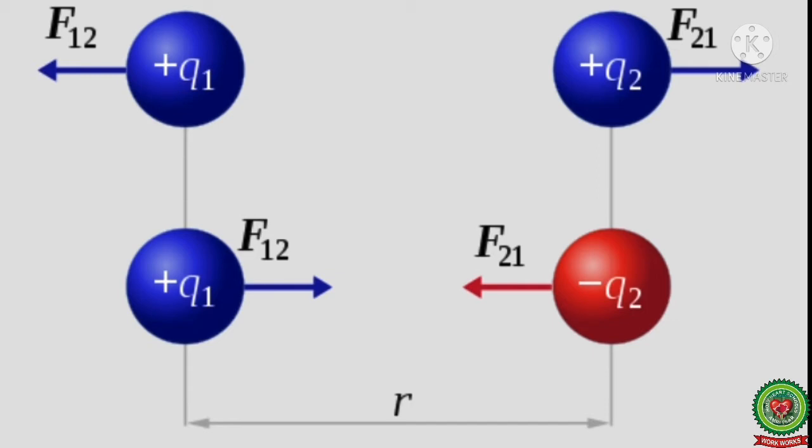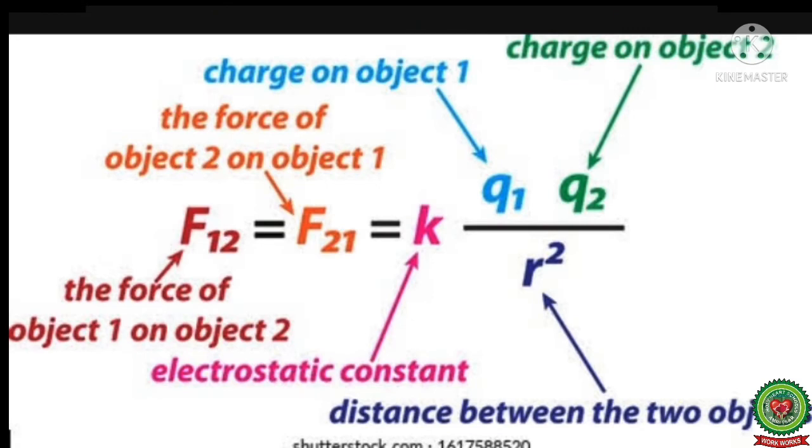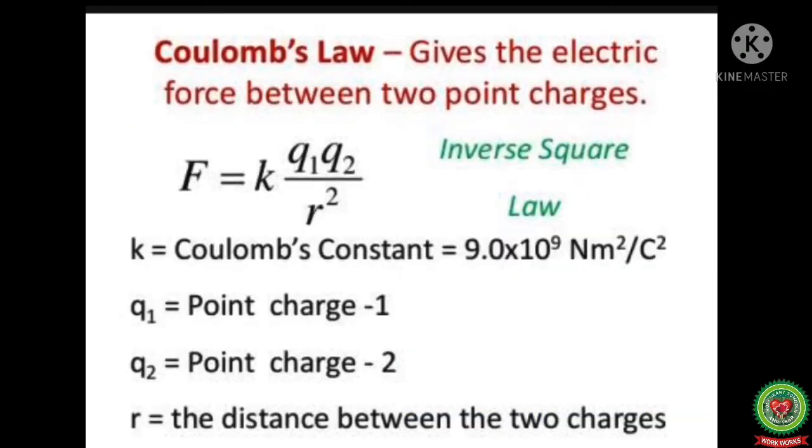Now let's start with the statement of Coulomb's law. Students, the force of attraction or repulsion between two point charges at rest is directly proportional to the product of the charges and inversely proportional to the square of the distance between them. The formula for Coulomb's law becomes F equal to k into Q1 Q2 over r square.